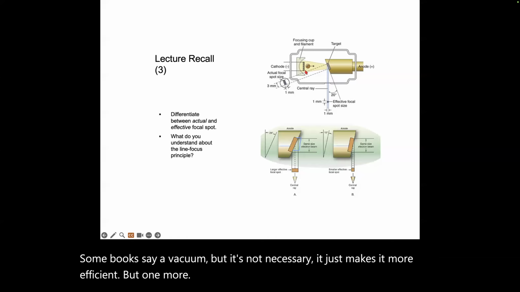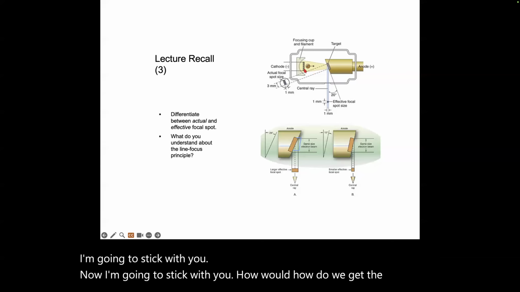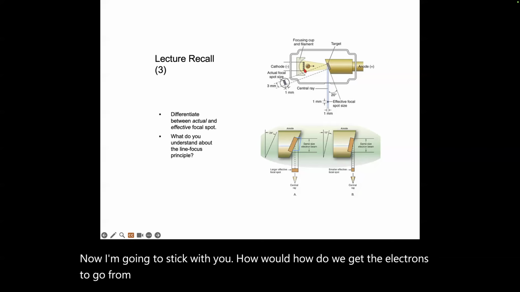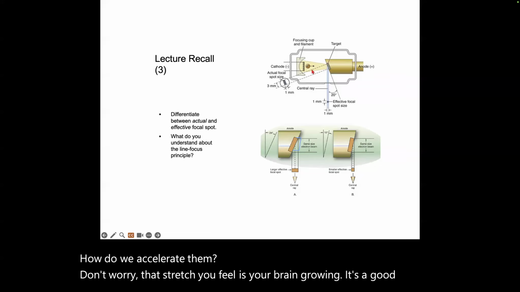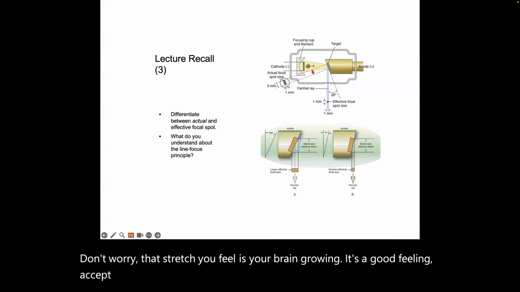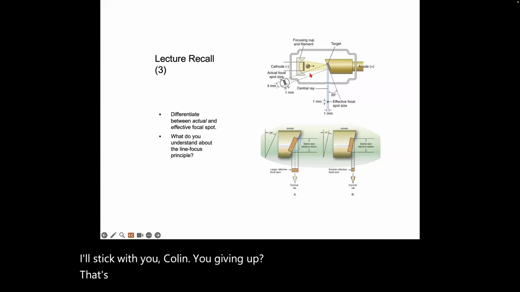I would say an exit point. No, I'm going to stick with you. How do we get the electrons to go from the cathode to the anode? Thermionic emission. How do we accelerate them? Accelerate them. Don't worry. That stretch you feel is your brain growing. It's a good feeling. Accept it. I'm going to stick with you, Colin. Giving up? That's all right. Don't worry about it. Chris, what you got for me?